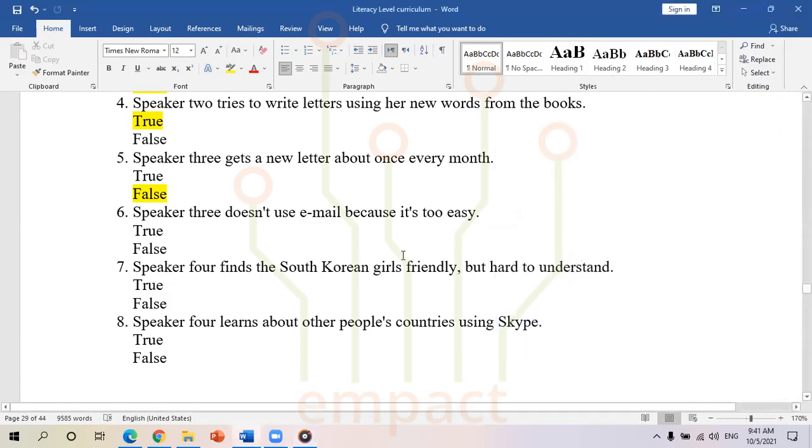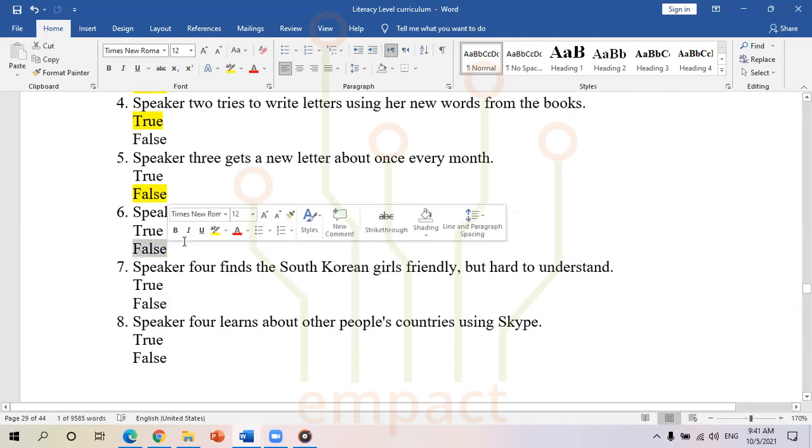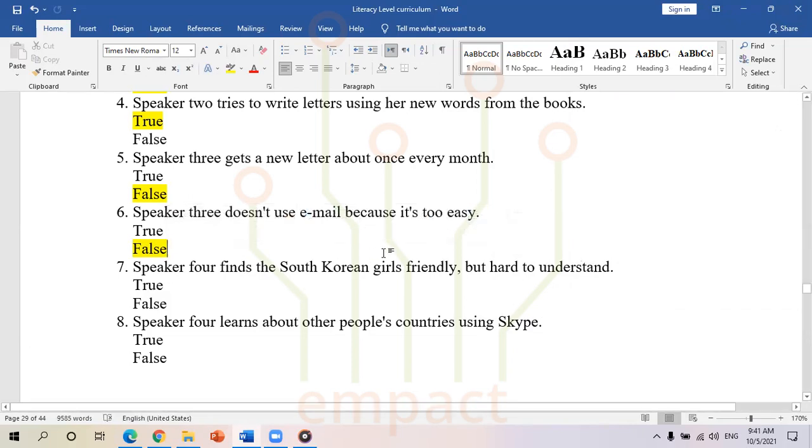So, what is the answer now? False. She doesn't use email because it's too easy. No, it is false, because her computer helped her to correct her mistakes. The question is not about whether she doesn't use email. She said, when I'm writing email, my computer is going to correct the words for me. So it's easy for her to write emails. It's false. Good.